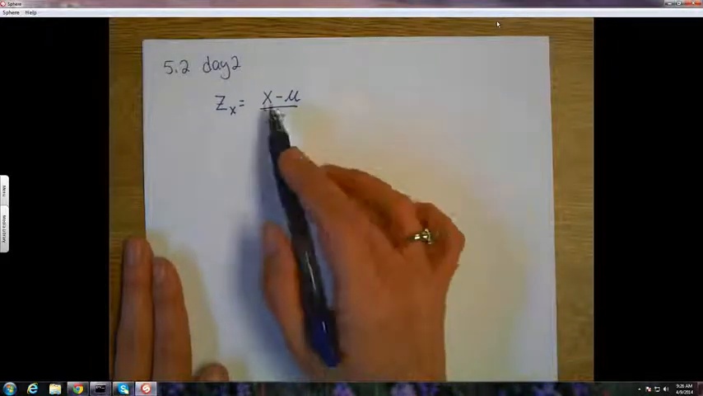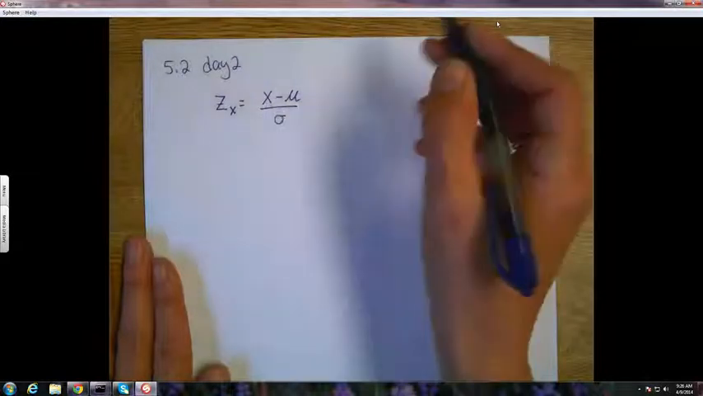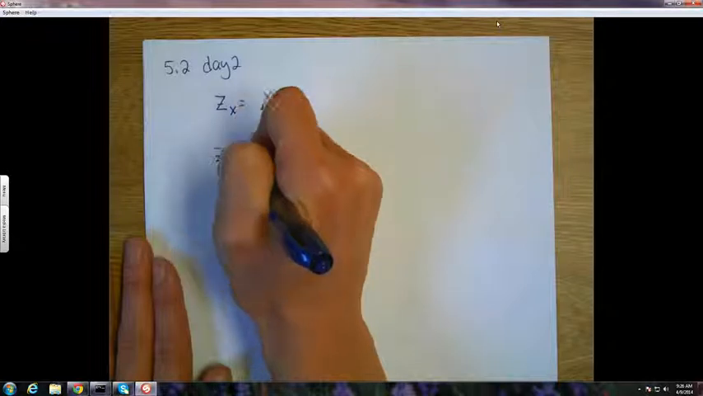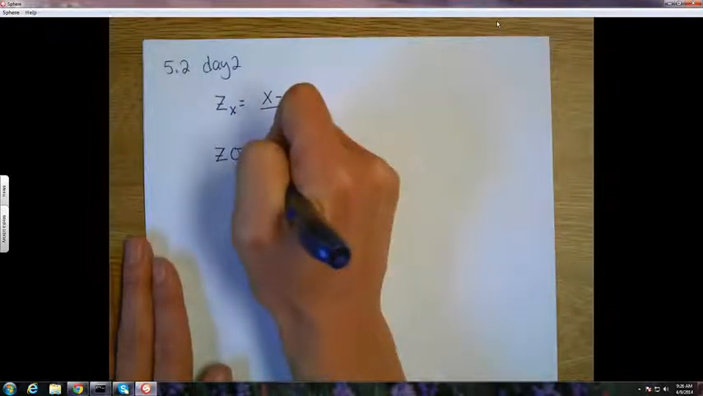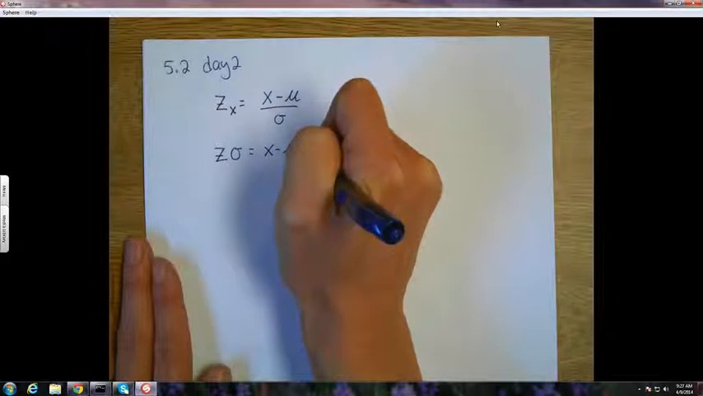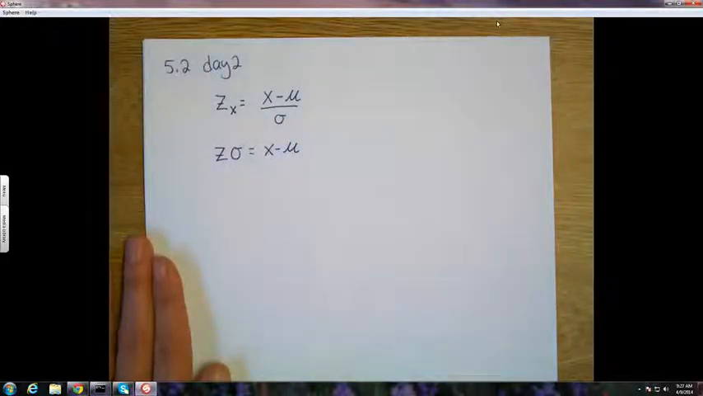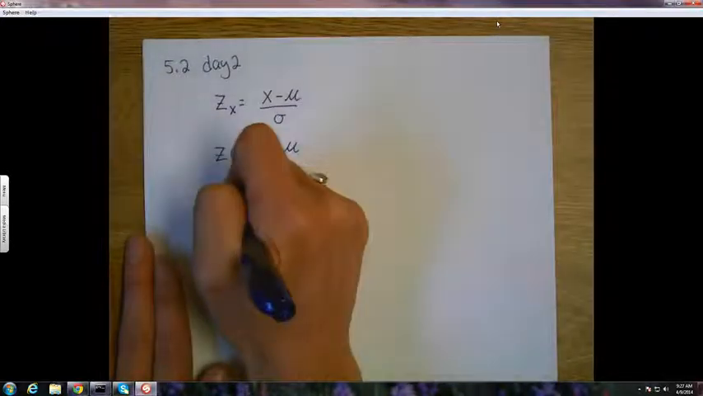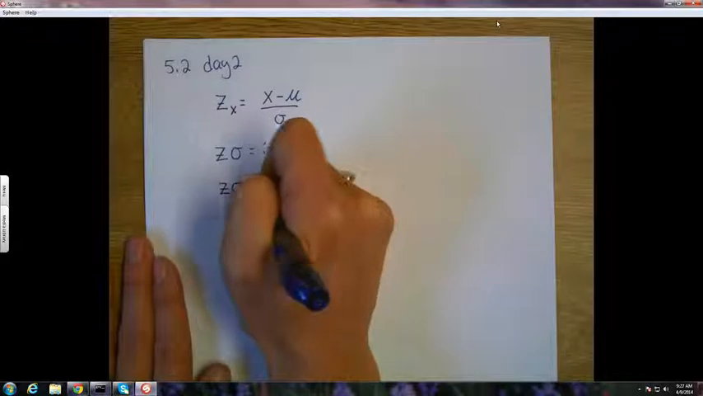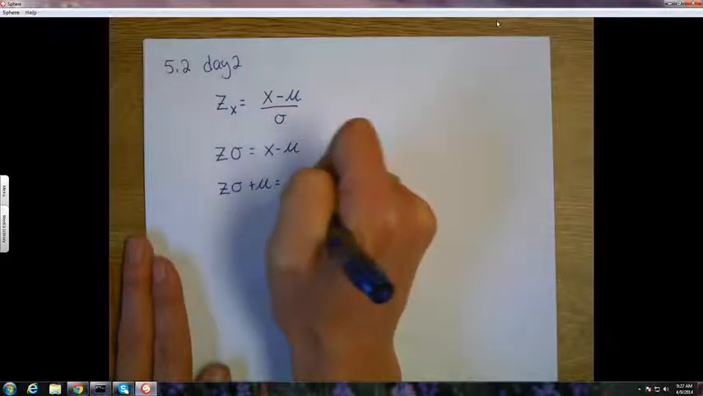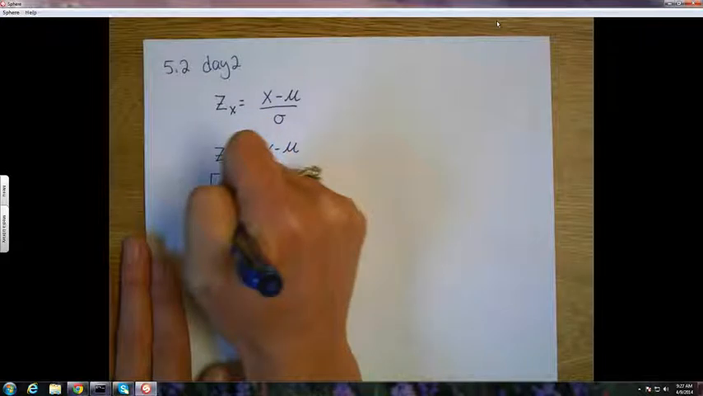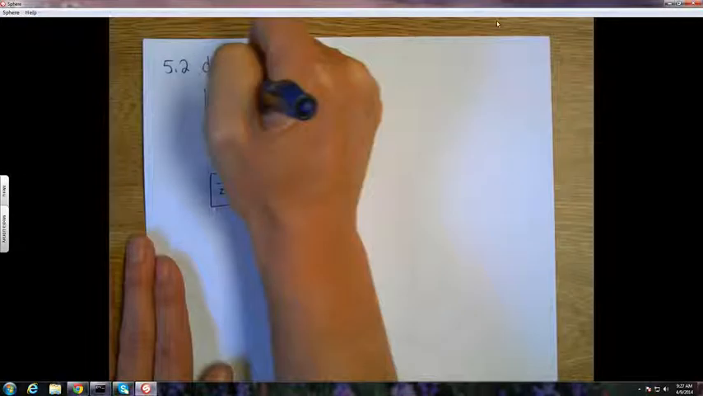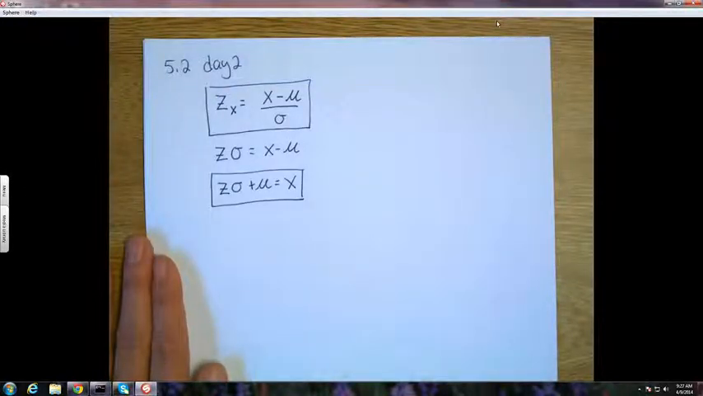So how do I work this backwards and solve it for x? Multiply by standard deviation, so it's going to be the z-score that gets multiplied by the standard deviation. And then what? How do I solve for x? Add the mean. So z-score times standard deviation plus the mean. So those are your 2 formulas that you will use for this entire chapter. Very important formulas there.